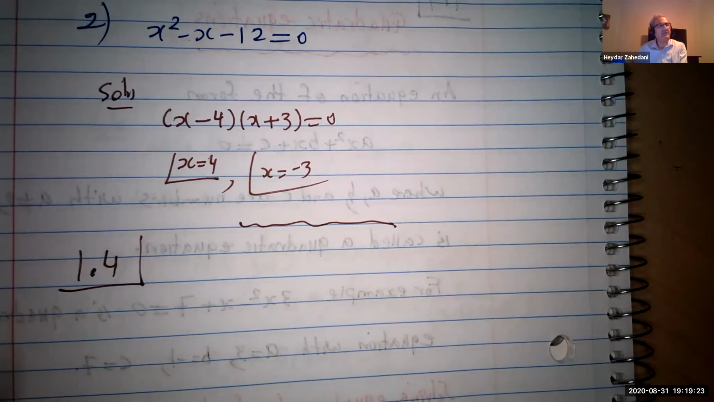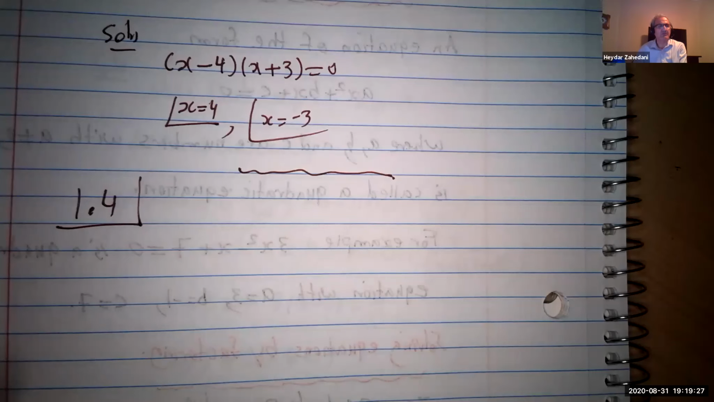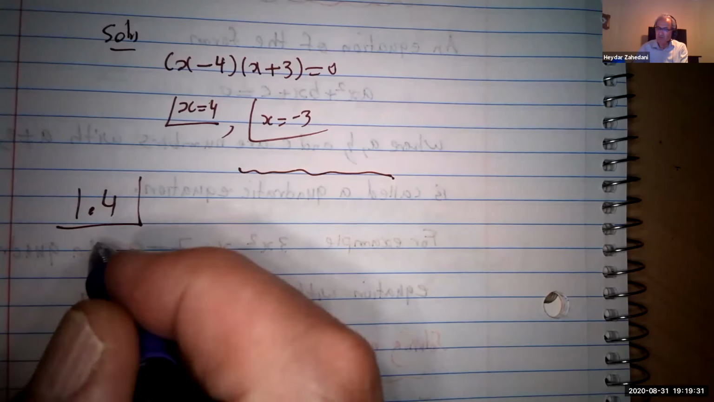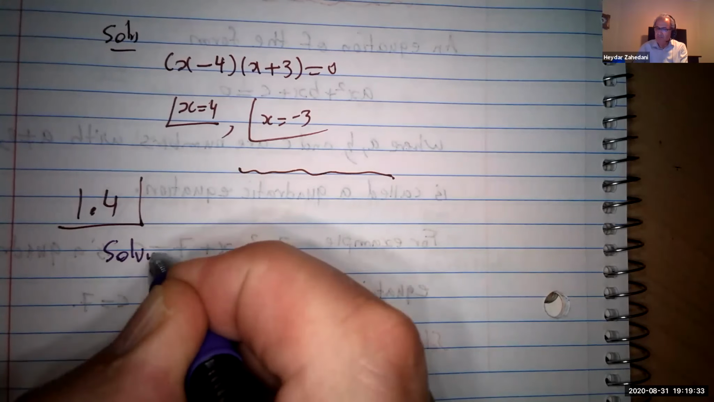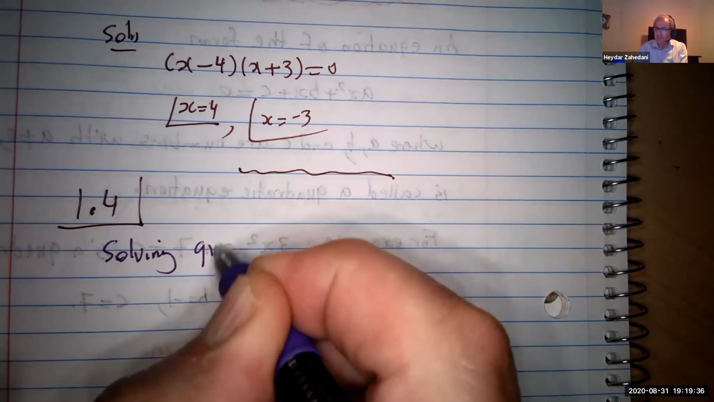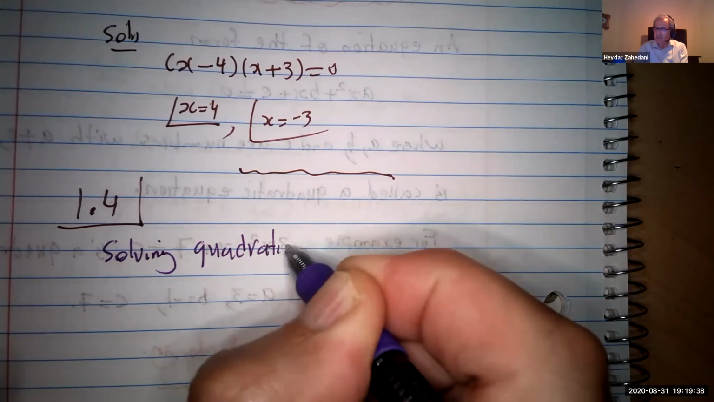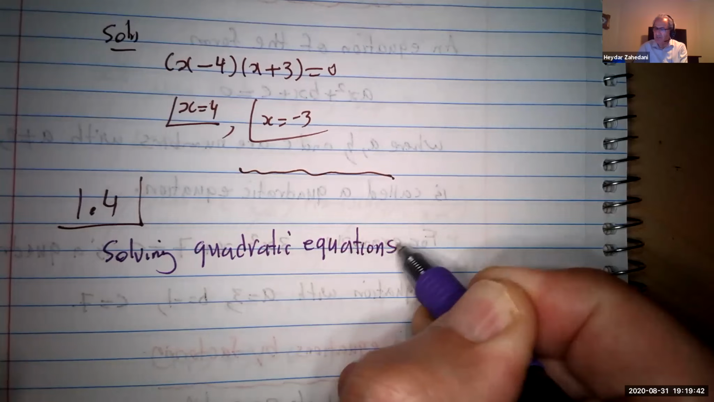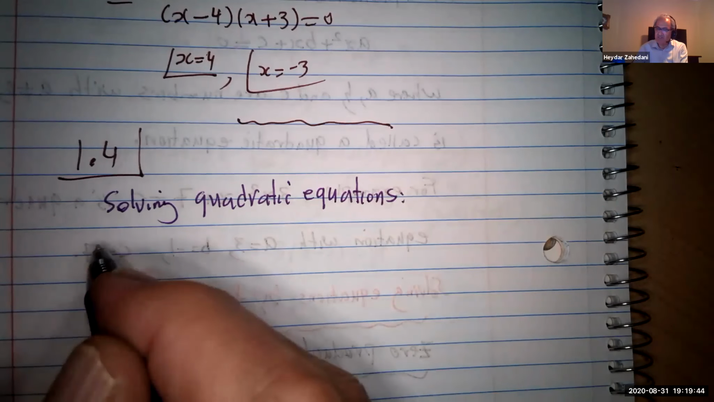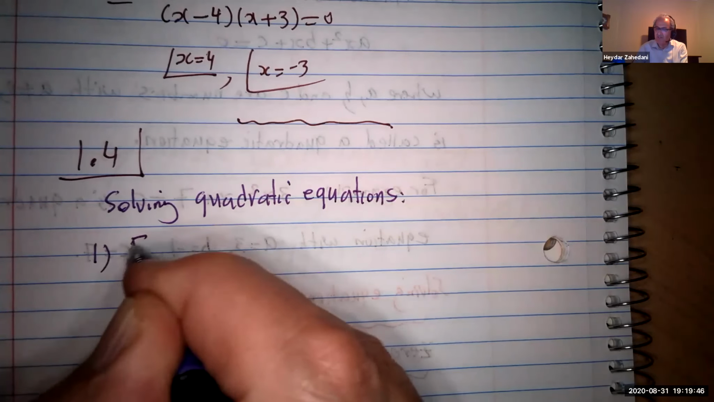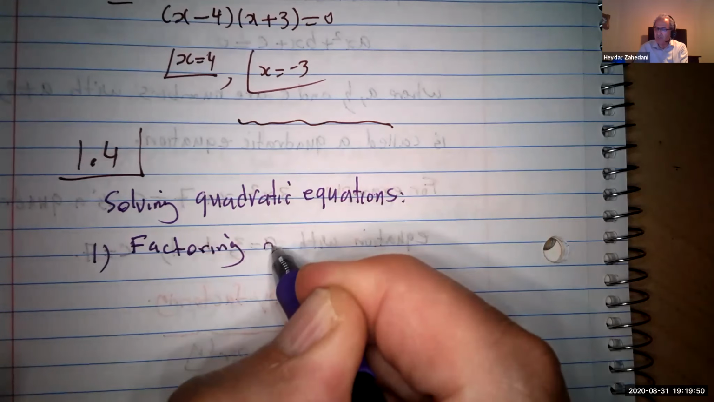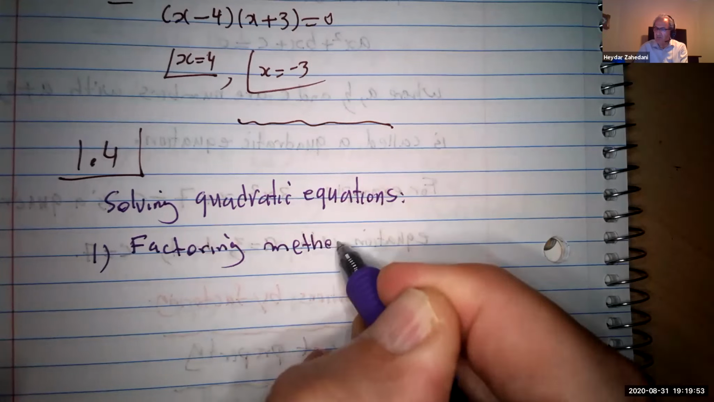The method is what they call the taking the square method, or square root method. So the first one was factoring, so solving quadratic equations. That was the one that we discussed. We discussed the first method, which is the factoring method. Okay, factoring method, that's a very popular case.